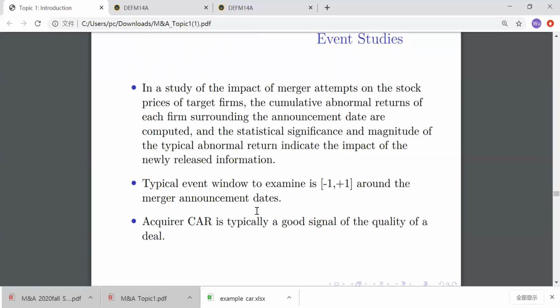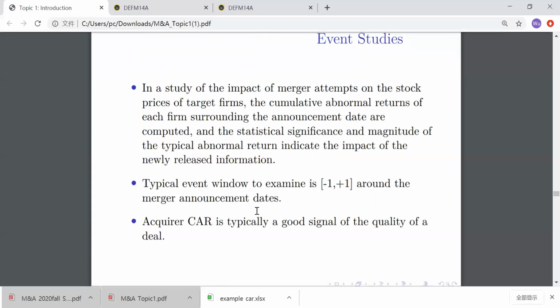Because in most of the deals, there will be a takeover premium, right? Meaning that in most of the cases, the acquirer will pay higher than the target's prevailing stock price. So in that case, the target cumulative abnormal return will typically be positive. And on average, it's about 10 to 20%, right? So that's like the takeover premium reflected in the market reaction.